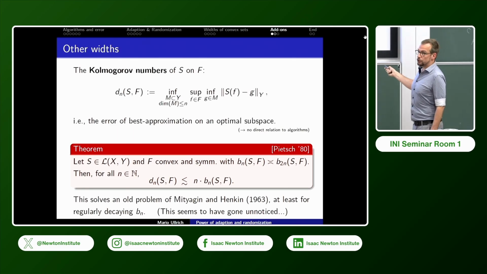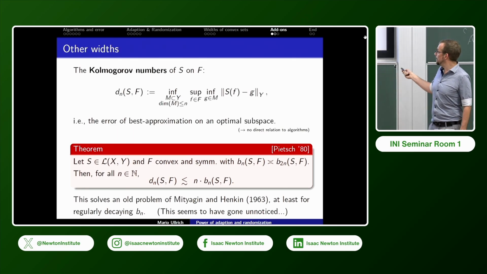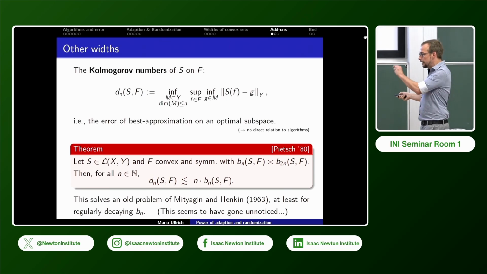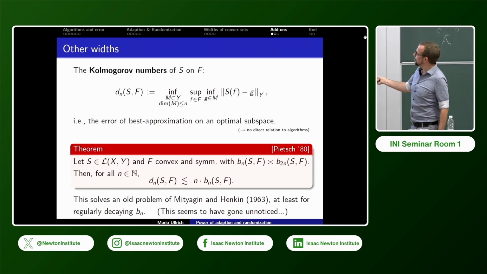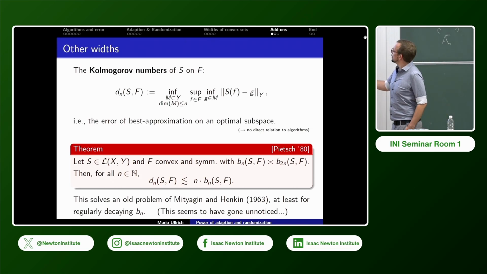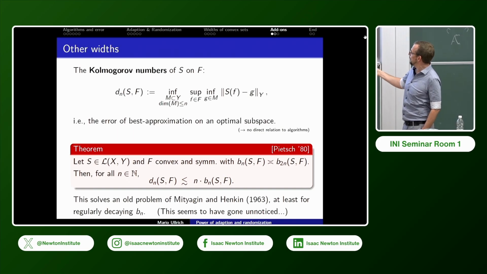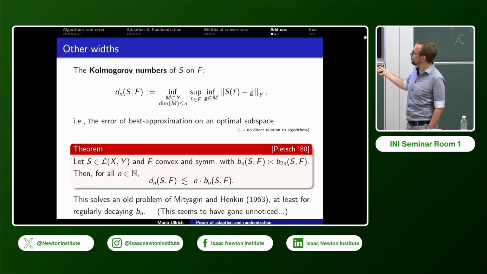Okay, the theorem, which was already proven by Pietsch, I do not need to put my name here. It was really written, but only in a footnote on page 47, in 1 line: if you consider convex and symmetric sets, he only used unit balls, but okay, and you already know that the Bernstein numbers have some kind of regular decay, then the Kolmogorov numbers are upper bounded by n times the Bernstein numbers.